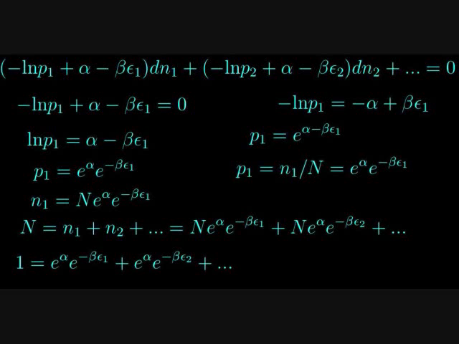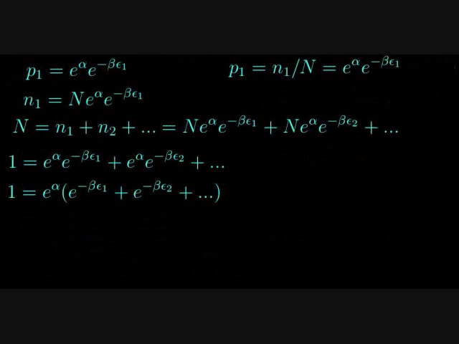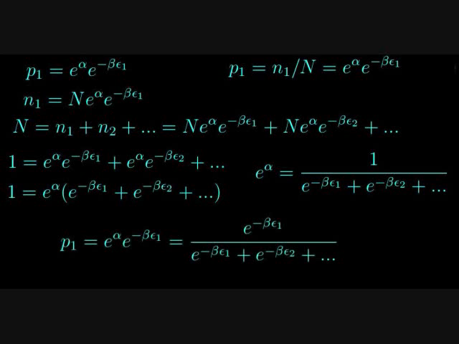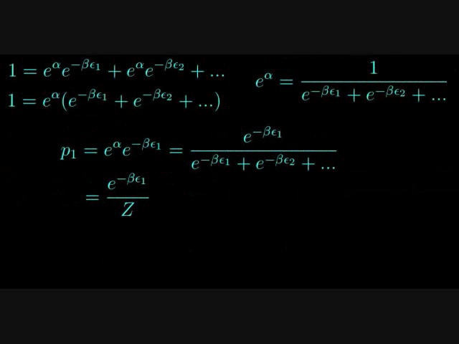Divide both sides by N. Factor out an e to the alpha. Solve for e to the alpha. Thus we can replace e to the alpha in the expression for p sub 1 with the expression we just arrived at. Define the sum in the denominator as Z, the partition function of the system.